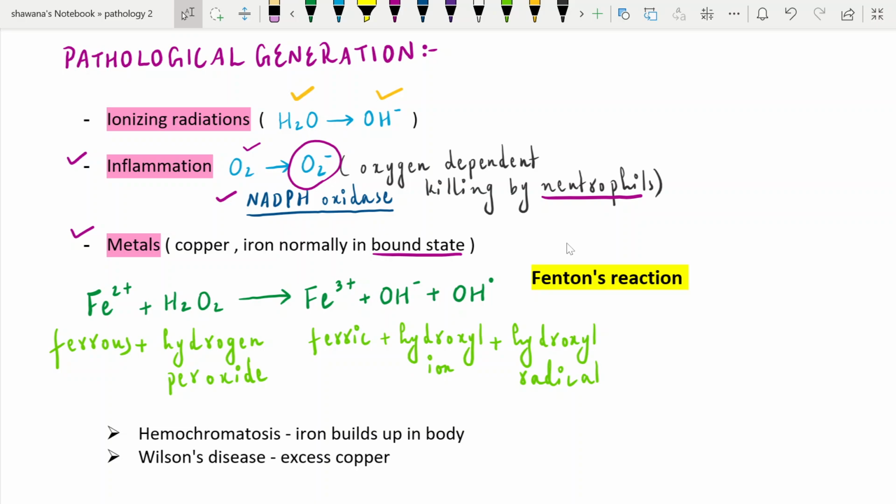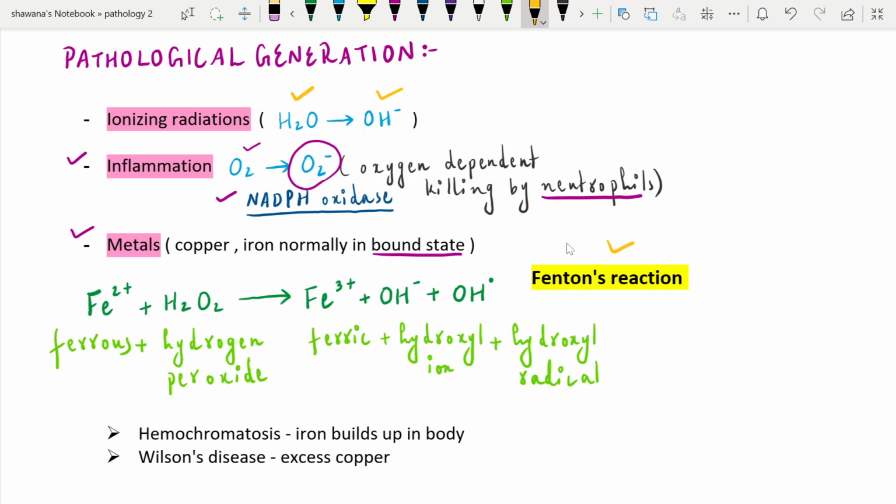There is a very high yield reaction known as the Fenton's reaction. In Fenton's reaction, which is related to iron, the iron is used to produce free radicals. Iron is in two forms.